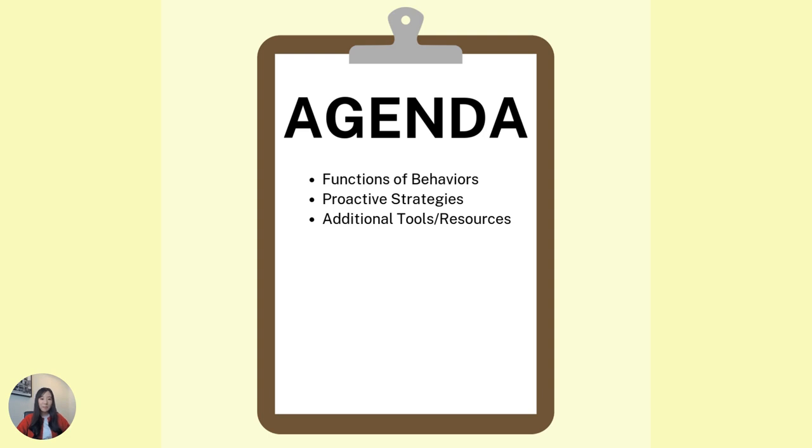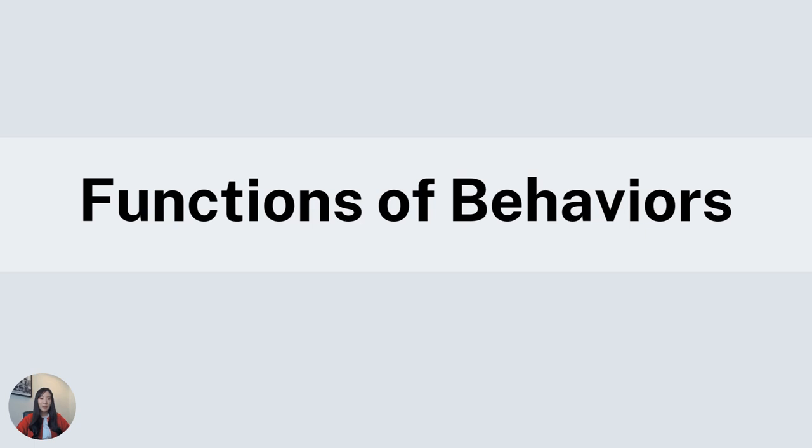On today's agenda, we'll be going over the 4 functions of behaviors, a variety of proactive strategies, and some additional tools and resources that I'm excited to share with you. So let's start by discussing the functions of behaviors. It's important to know the function, or the why or purpose, of the behavior. We want to know what's motivating them to engage in those tantrums or aggression or yelling so that we can support them in the most effective ways.